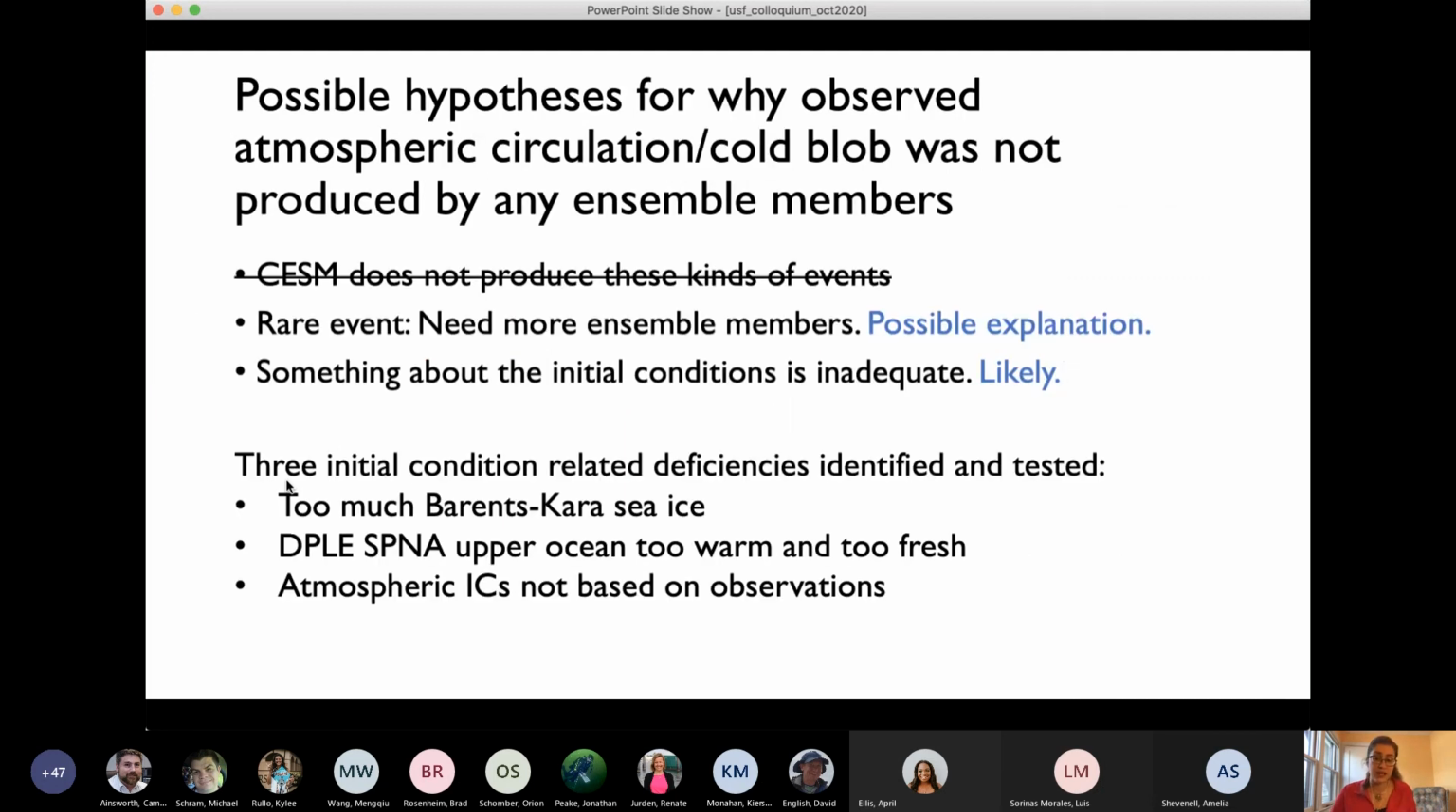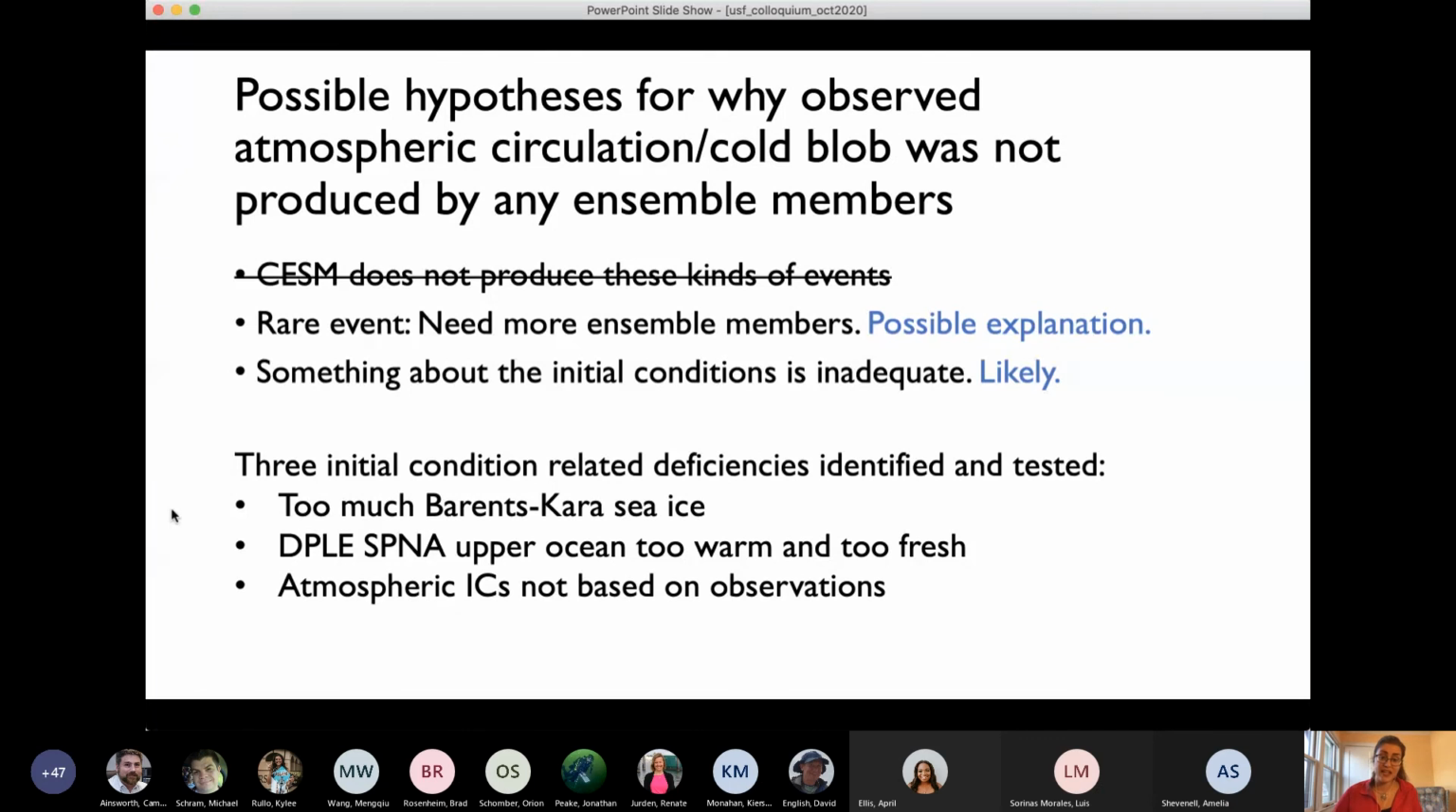So it's a possible explanation that this was a very rare event, so it was going to be difficult to explain. But it's also more likely that there's something about the initial conditions that could have been better, that could have caused this prediction to go awry. And so I identified 3 initial condition related deficiencies in this one hindcast.